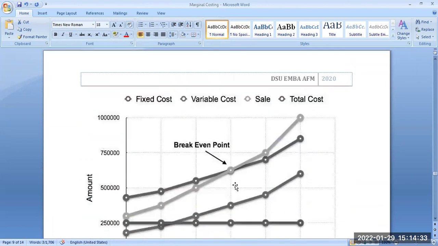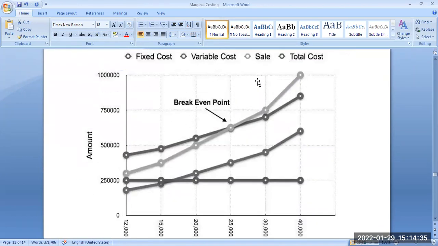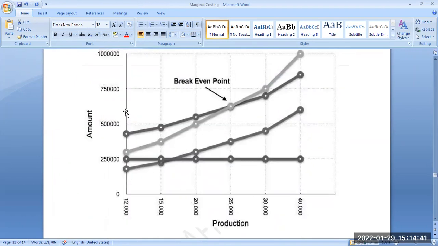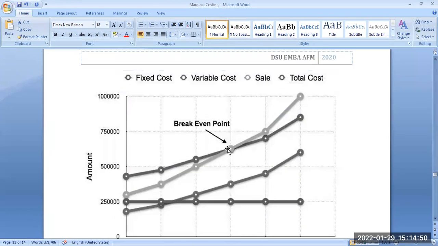Okay. Now next, this can be explained through a chart also. Break-even point is a point at which the total revenue of the company touches the total cost of the company. Total revenue and total cost are both meeting at the same point. That point is called the break-even point.